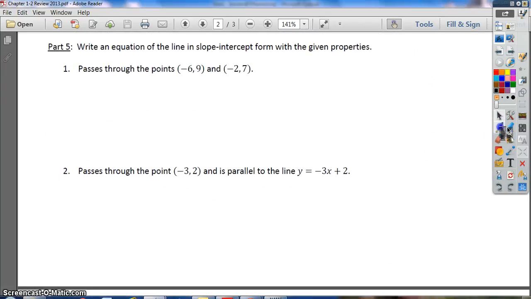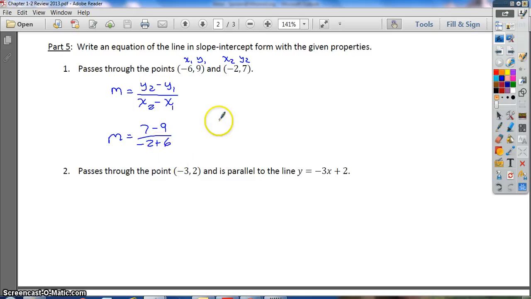All right, part 5. Slope. Slope is the difference of the y's, y2 minus y1, over x2 minus x1. This is x1, y1. This is x2, y2. So when we do this, this should be 7 minus 9, negative 2, plus 6, because I subtracted negative 6, guys. That's why it's plus. So your slope is negative 2 over 4. M is a negative half. Please reduce. We're in high school. Do not complain about that. Just understand that that's now expected. Okay?